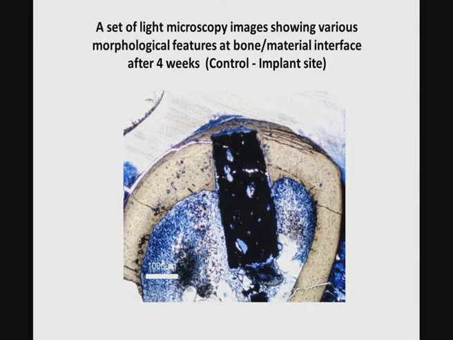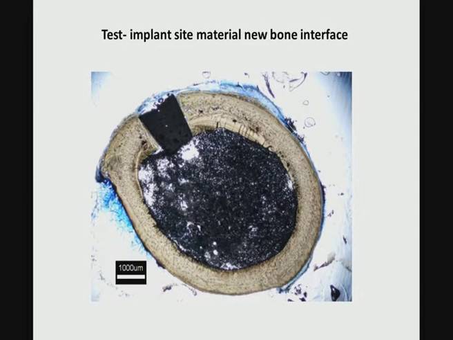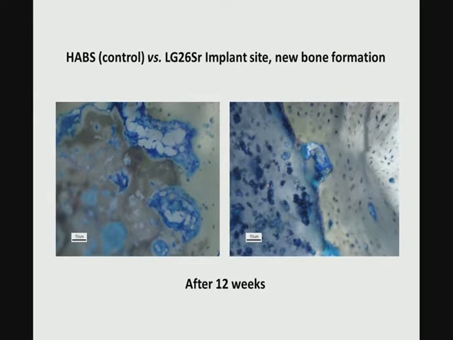This is the histology images. You can see this is your thin slice and this is your implant here, and around the implant you can see all the cellular activity. You can also see that this implant is not very dense. You can see that there is also porosity in that implant. The same can be seen in the test implant site.